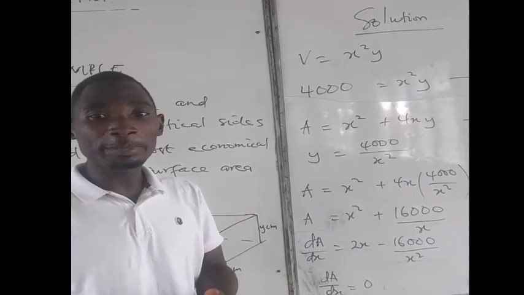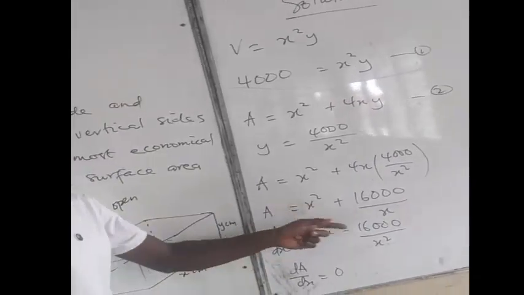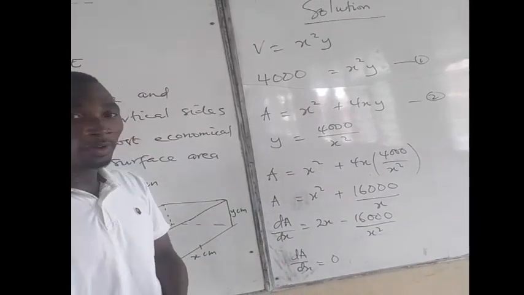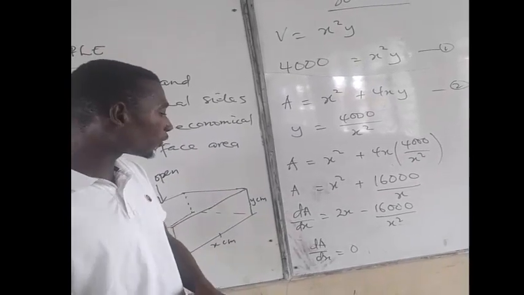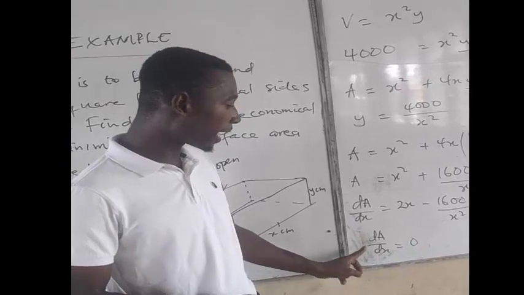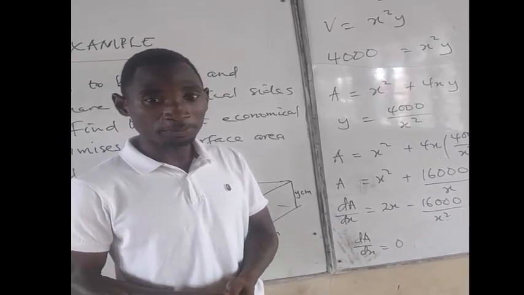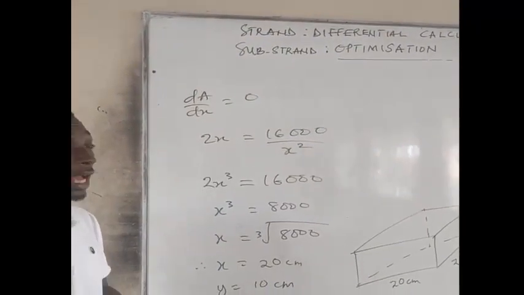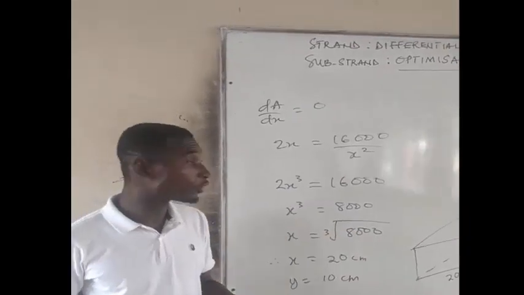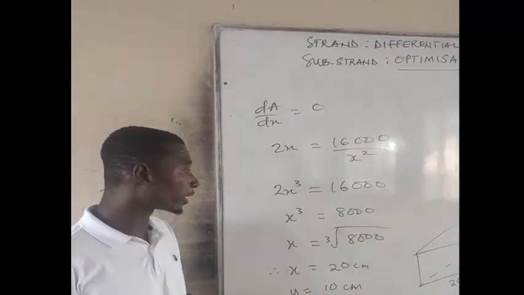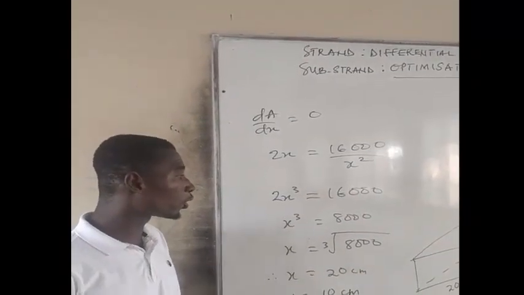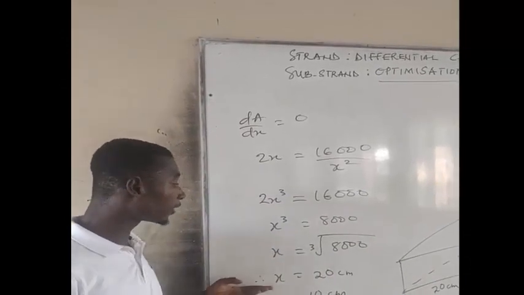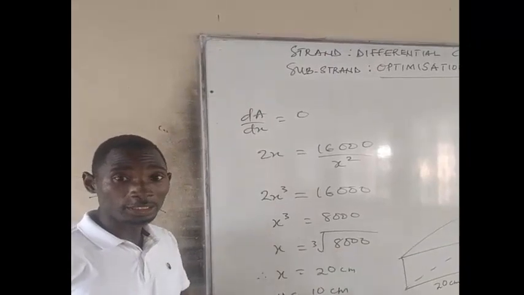At this point, I want to find the minimum, so I have to differentiate the area with respect to the variable x. So dA/dx gives me 2x minus 16,000 over x squared. At this point, I have to set dA/dx to 0 because I want the minimum. So setting dA/dx equal to 0, I have 2x is equal to 16,000 over x squared, which simplifies to 2x cubed is equal to 16,000. And then I have x cubed to be equal to 8,000. So therefore x is equal to the cube root of 8,000, which gives me x equal to 20 centimeters.